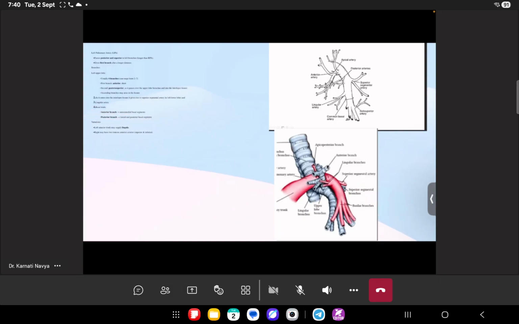As it enters the interlobar fissure, it gives off a superior segmental artery to the left lower lobe and a lingular artery. And then the basal trunk, which continues as the anterior branch, which is the anteromedial basal segments, and the posterior branch, the lateral and posterior basal segments. In variations, the left anterior trunk may supply the lingula. The right may have two truncus anterior arteries, superior and inferior.